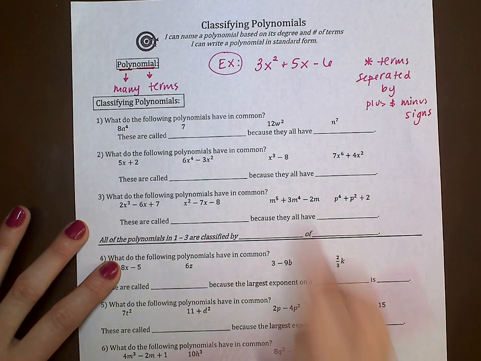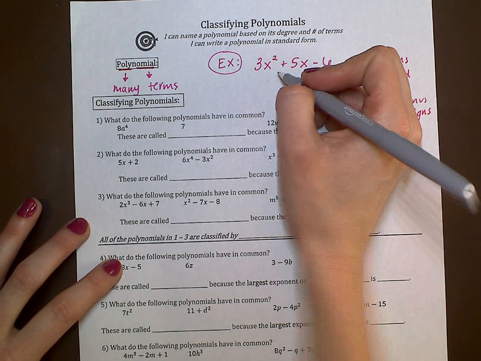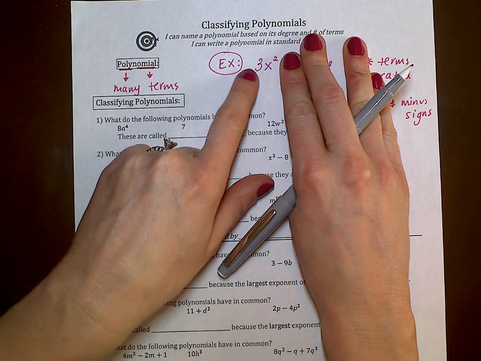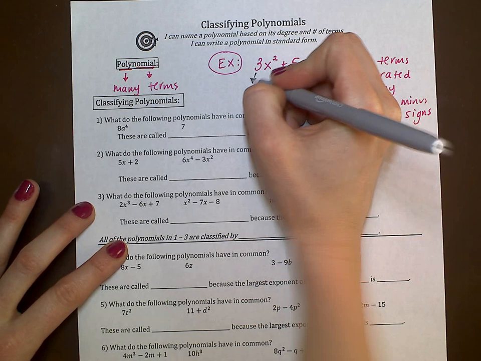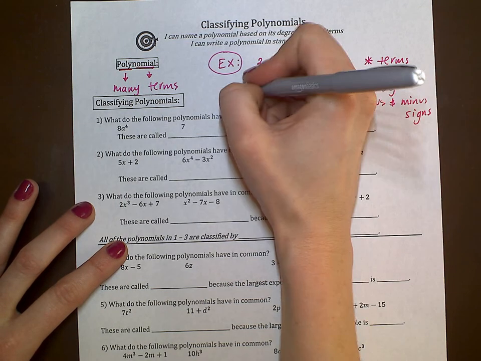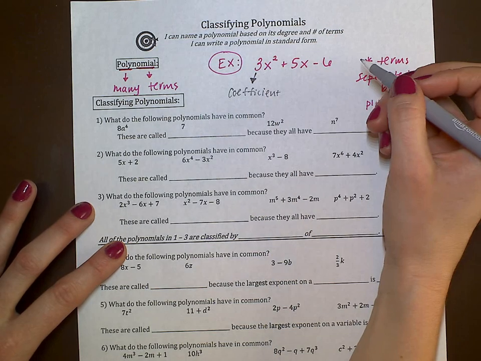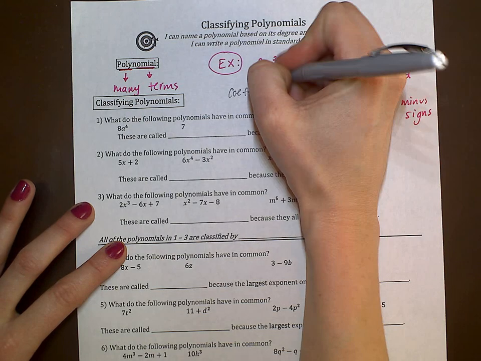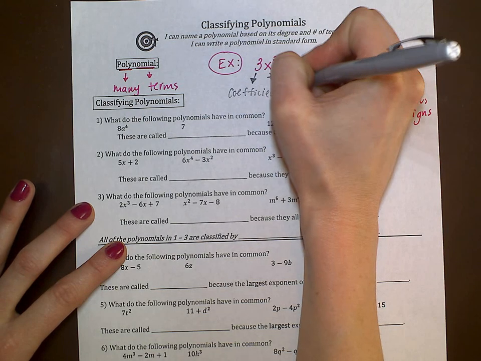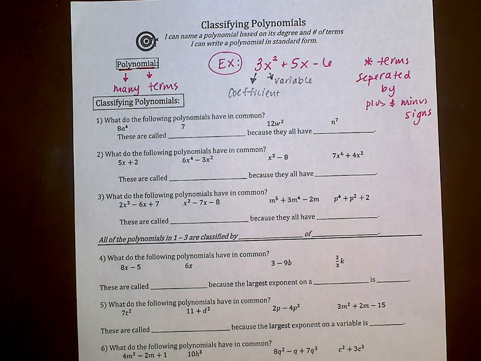This is 3 terms. Now, if I broke down each individual term, so maybe I just looked at 3x squared, there's 2 parts to this term. And you may already know this, but the 3, that's called the coefficient. It's basically just the number that sits in front of the variable. And then obviously the x, it can be x squared, x cubed, it can be y, whatever, that's your variable. So coefficient and your variable. Okay, so polynomial, many different terms.